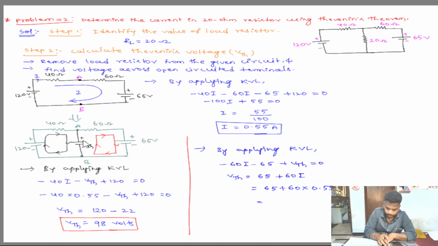65 plus 60 into 0.55. It is 98 volts. We are getting the same answer. Yes. In the exam, you need to consider any one closed path to find VTH. Okay.